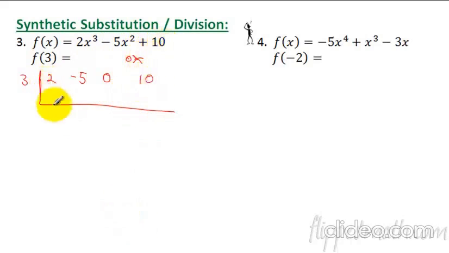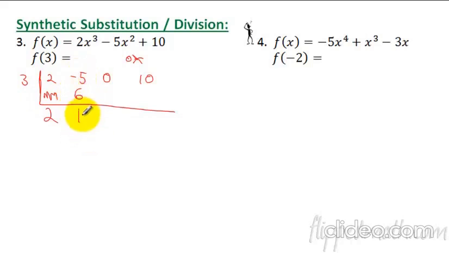Okay, now here's how we do synthetic substitution. You remember this, maybe? You do nothing right here. You just bring the 2 straight down. Now what goes here? You multiply this number 3 times 2. 3 times 2 is 6. And then you add straight down. -5 plus 6 is 1.